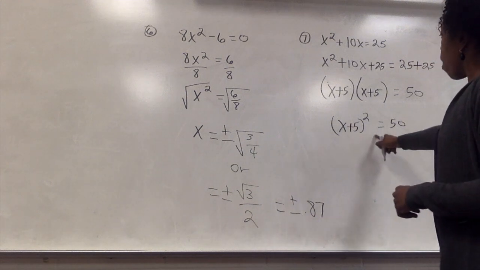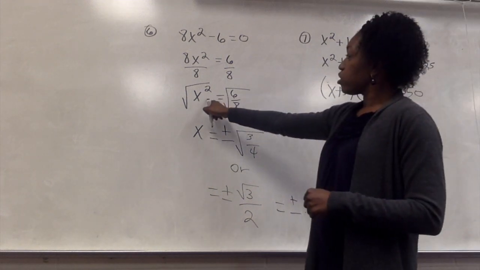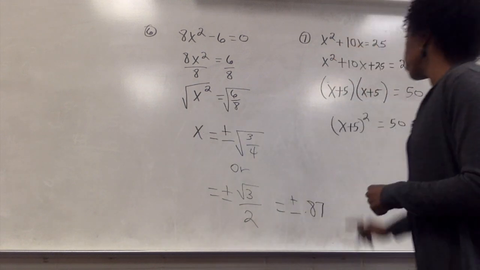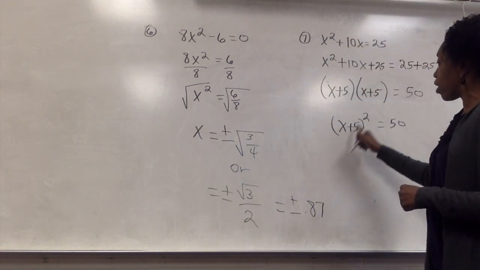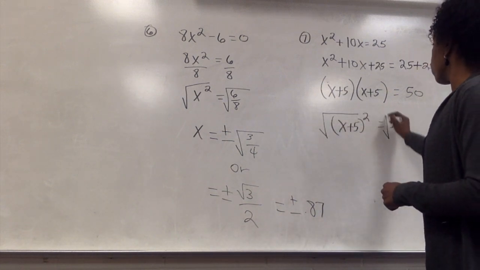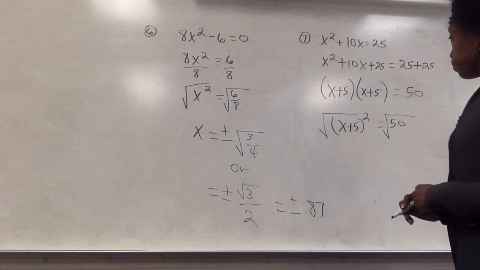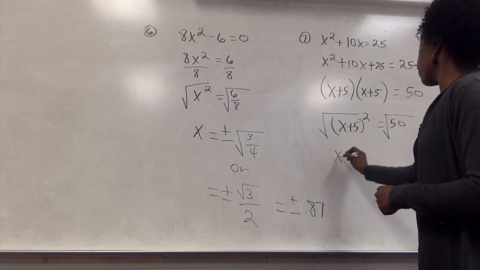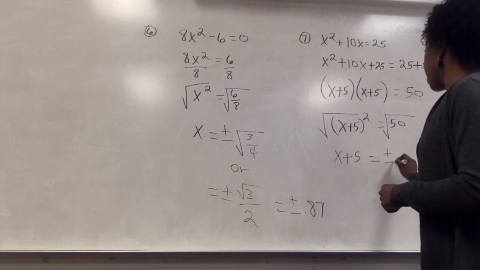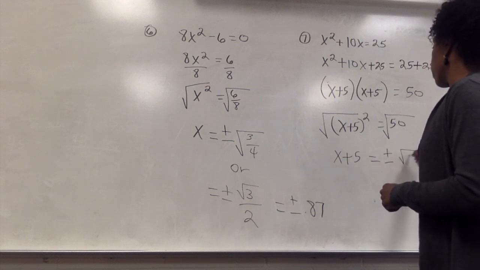And we're going to work this problem out just like we did over here. Since we have the square, I can get rid of the square by taking the square root. So I'm going to do the same thing over here. Get rid of the square by taking the square root. What you do on one side, you want to do on the other side. So now I have x plus 5. And remember, this becomes plus or minus the square root of 50.